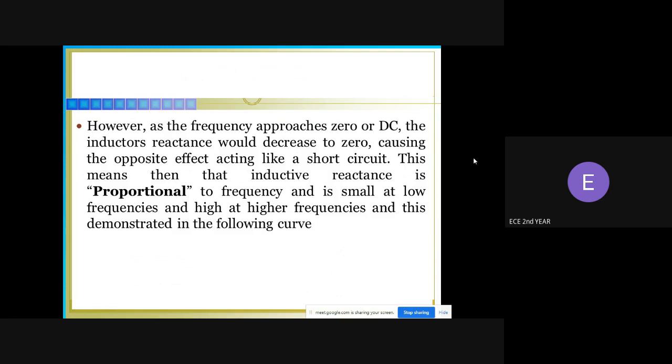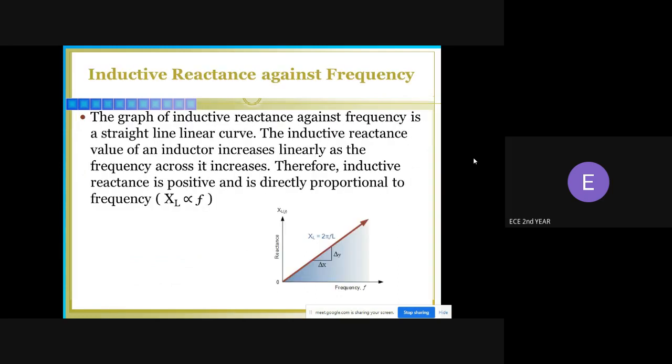Clear? However, as the frequency approaches zero or DC, the inductive reactance decreases to zero, causing the opposite effect, acting like a short circuit. This means that the inductive reactance is proportional to the frequency and is small at low frequency and high at higher frequency, and this is demonstrated in the following curve. Here you can see the frequency and reactance. The graph of the inductive reactance against the frequency is a straight line, a linear curve. The inductive reactance value of an inductor increases linearly as the frequency across it increases.